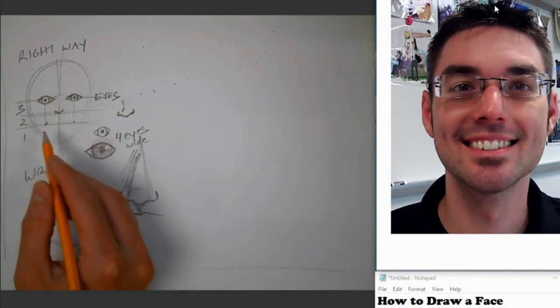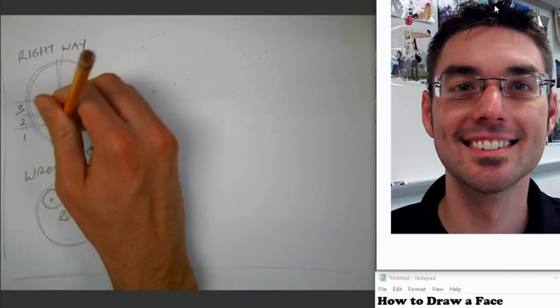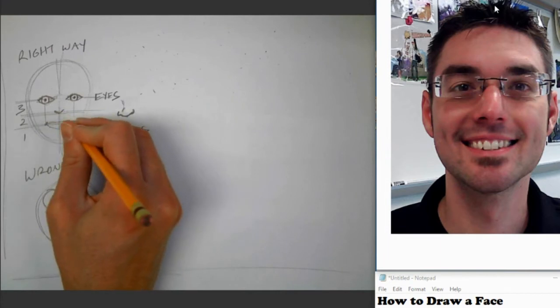I'm looking at my mouth. My mouth is open. I'm kind of smiling. So I'm going to put the bottom of the mouth like this. I'm going to put the top of the mouth like this.